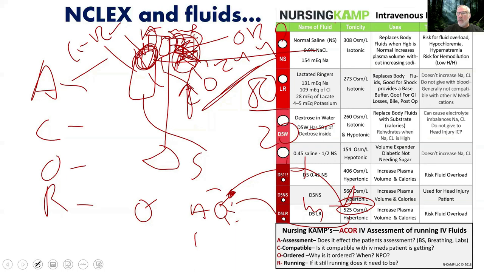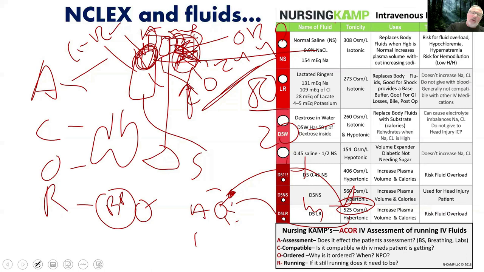Right, so I count my bags and I say, does it affect this patient's assessment? That's what I want to think about, and we'll talk about those when we go through IV fluids. How does it affect my assessment? So generally, is it a blood pressure thing? Or is it a lung thing? Or is it a fluid thing? That's what I have to figure out. The next thing is C: is it compatible?